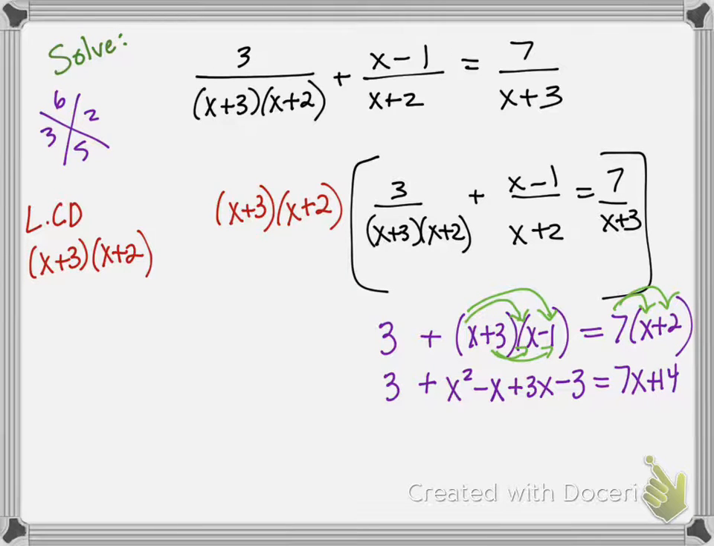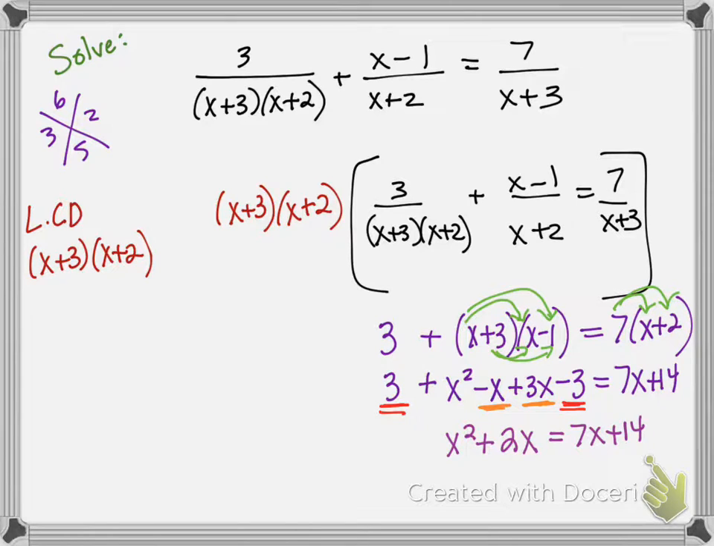So on the left-hand side, I'm going to check for some terms I can combine. I can combine negative x plus 3x, and I also notice that I can combine the constants, but they're actually going to cancel out. 3 minus 3, that makes a 0 pair. So if I rewrite the left-hand side, I would have x squared. Negative 1x plus 3x is 2x. And again, the 3's cancel out. And that's equal to 7x plus 14.